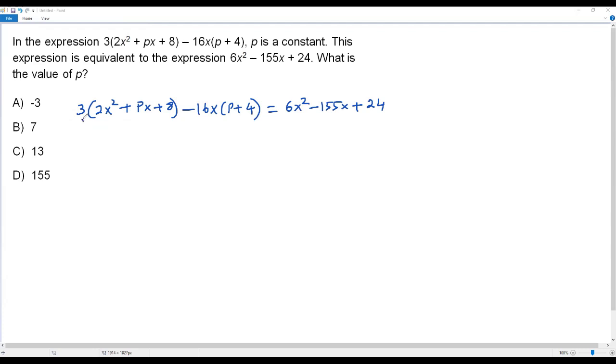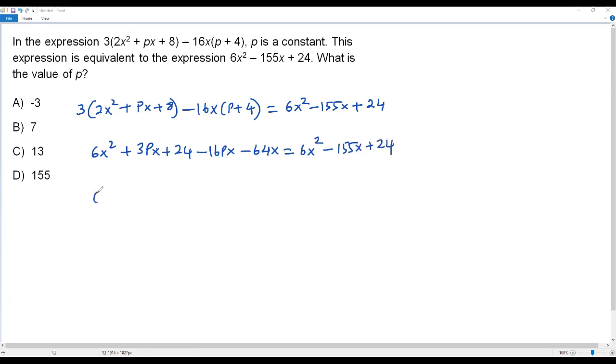So first let me distribute this 3 to all the stuff inside the parentheses. When you distribute the 3 to 2x², that is 3 times 2x², which becomes 6x². 3 times positive px becomes 3px. And 3 times positive 8 becomes positive 24. Then, when you distribute the negative 16x to p, it becomes negative 16px, and to 4, it becomes negative 64x, equals 6x² − 155x + 24.